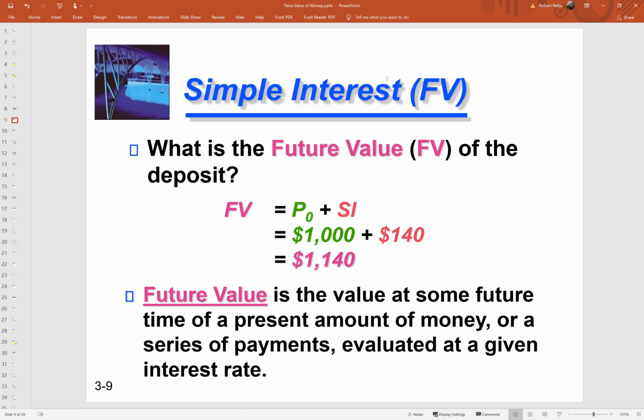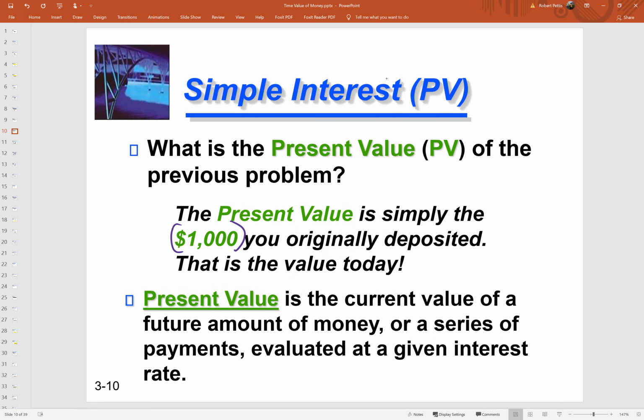What is the future value of this deposit? Well, if we deposit that $1,000 and we're going to get 140 in interest, then the future value of that $1,000 is going to be the combination of those two things. It's going to be 1,140. And we could also ask, what's the present value of that 1,140? That's just going in the other direction, right? Present means right now. So how much is that 1,140 in 2 years going to be worth right now? Well, it's $1,000. It's what we had in the first place. That's the current amount of that investment.